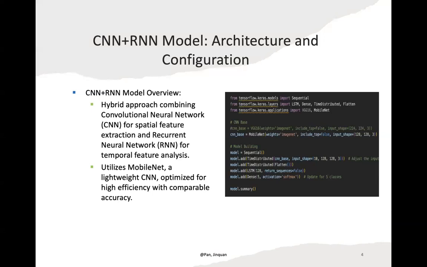The second layer is where we flatten the features that we gain from the first base layer. And then we have the LSTM model, which stands for long short-term memory network, with its 128 units, tuned to capture the temporal aspect of video data. Besides, the strategy is designed to ensure detailed temporal analysis without overburdening the computational load.